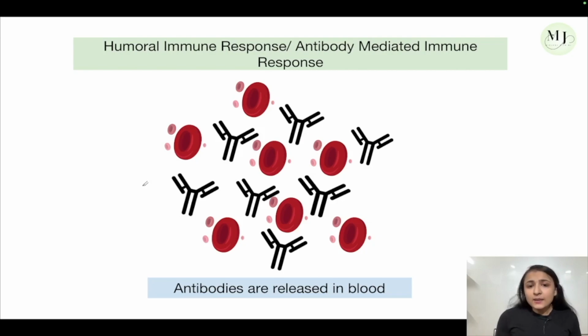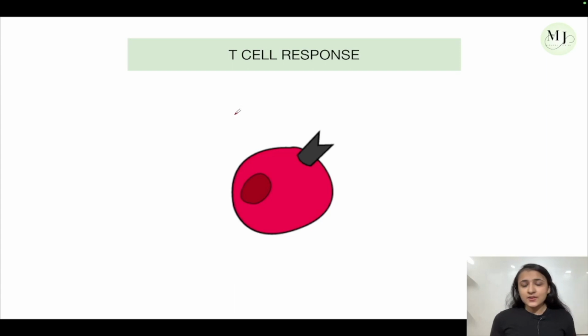Now, since the antibodies are released in the blood by the B cells, this kind of immune response is also known as the humoral immune response or the antibody-mediated immune response. This is one of the two types of our acquired immune response. It is antibody-mediated. Now, let us come to the T cell response.